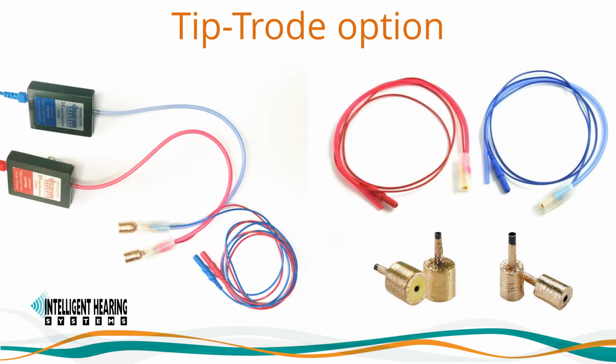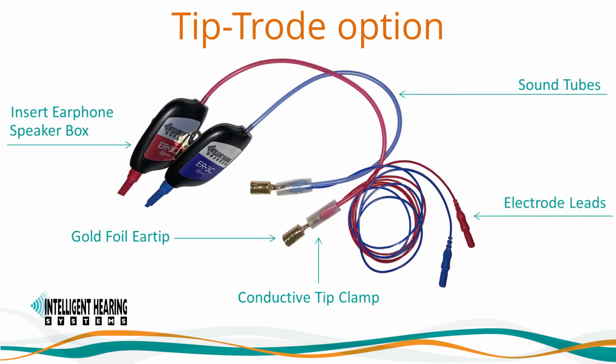Shown here is the Tip-trode option. The Tip-trode electrode cable and sound tube shown on the left consist of three main components. The sound tubes used for sound output are color-coded as a red tube, which will be connected directly to the right ear insert earphone speaker, and the blue tube, which will be connected directly to the left ear insert earphone speaker. The lead cables are also color-coded.